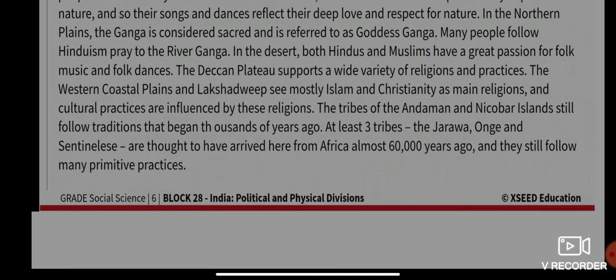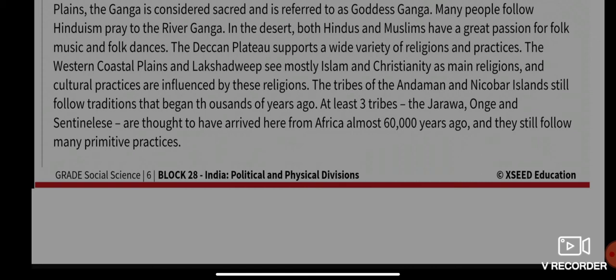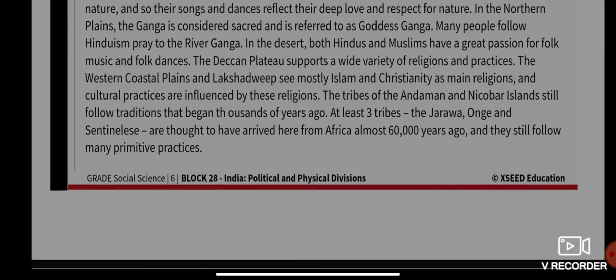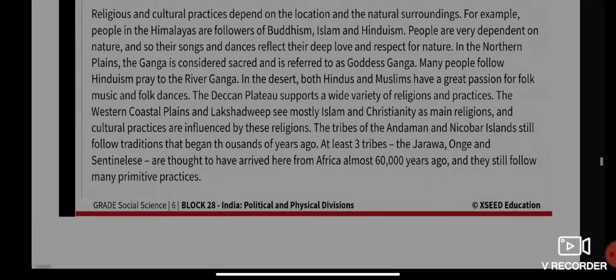And the tribes of the Andaman and Nicobar Islands still follow their traditional belief system that began thousands of years ago. At least three tribes, the Jarawa, Onge, and Sentinelese, are thought to have arrived here from Africa almost 60,000 years ago, and they still follow many primitive practices. That is the people living in the Andaman and Nicobar Islands.